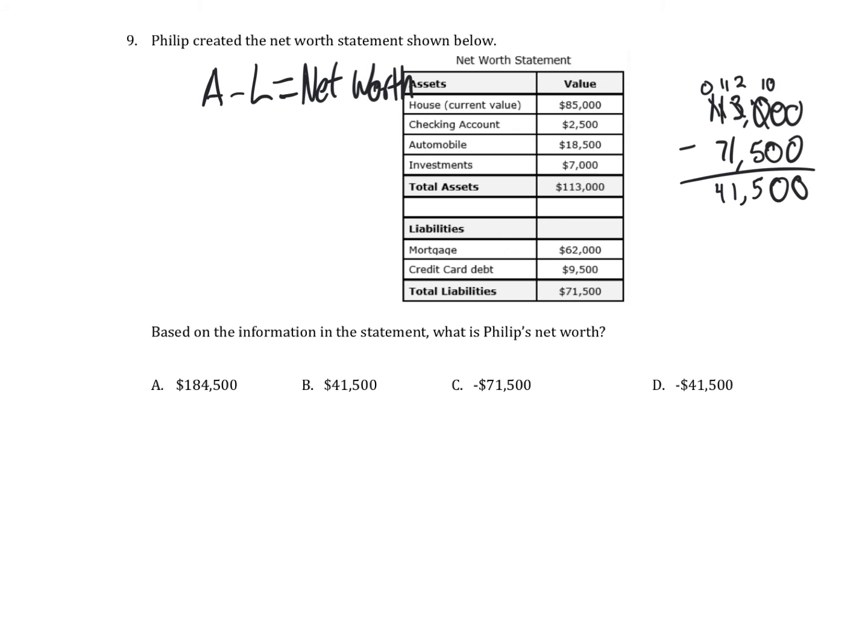So we have two answer choices that are similar. We can eliminate C and A because those are different. But we do have to figure out if it's a positive or negative. We know that it is a positive or negative based on if our assets are bigger than our liabilities. So since the assets are higher, that is a positive answer. So we can eliminate D and circle B because assets are greater than liabilities.